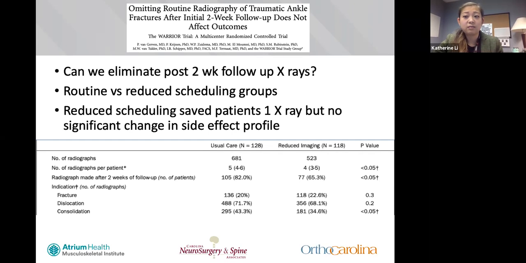The outcome was that they were able to save approximately 1 radiograph per patient, as they saw in the distal radius cohort, without any statistical differences in functional outcomes. And this yielded a cost savings of approximately 52 euros per patient and up to $1.5 million annually for the government.